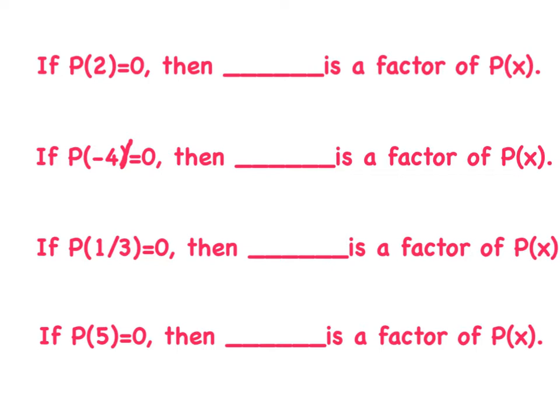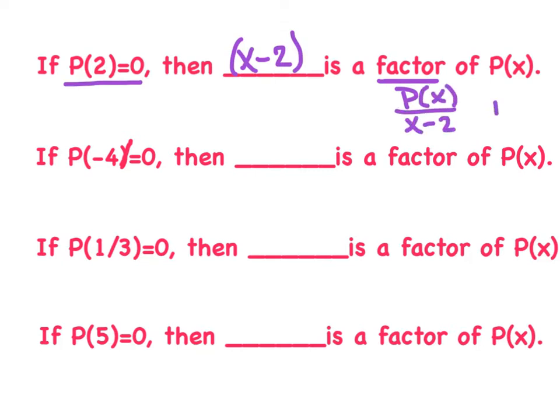I think you're going to like these fill in the blanks. We've done some very similar to this, and we're just going to start off by saying if p of 2 equals 0, then I know that x equals 2 is a root or a 0 or an x-intercept, then x minus 2, notice the minus, is a factor of p of x. If p of x was divided by x minus 2, guess what the remainder would be? Yep, you nailed it. Remainder would be 0.